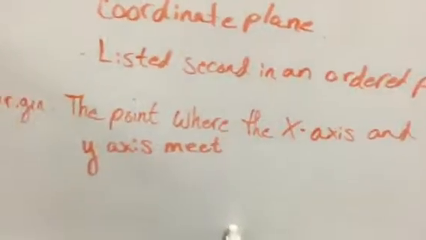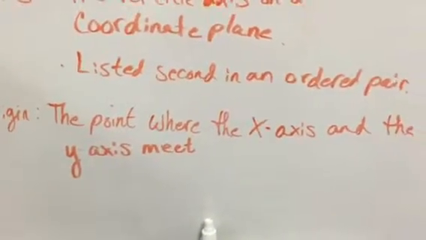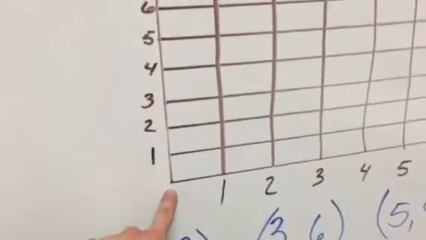And the last vocabulary word is going to be origin. It's the point where the x-axis and the y-axis meet. So right here, we might say it's kind of 0 right there.